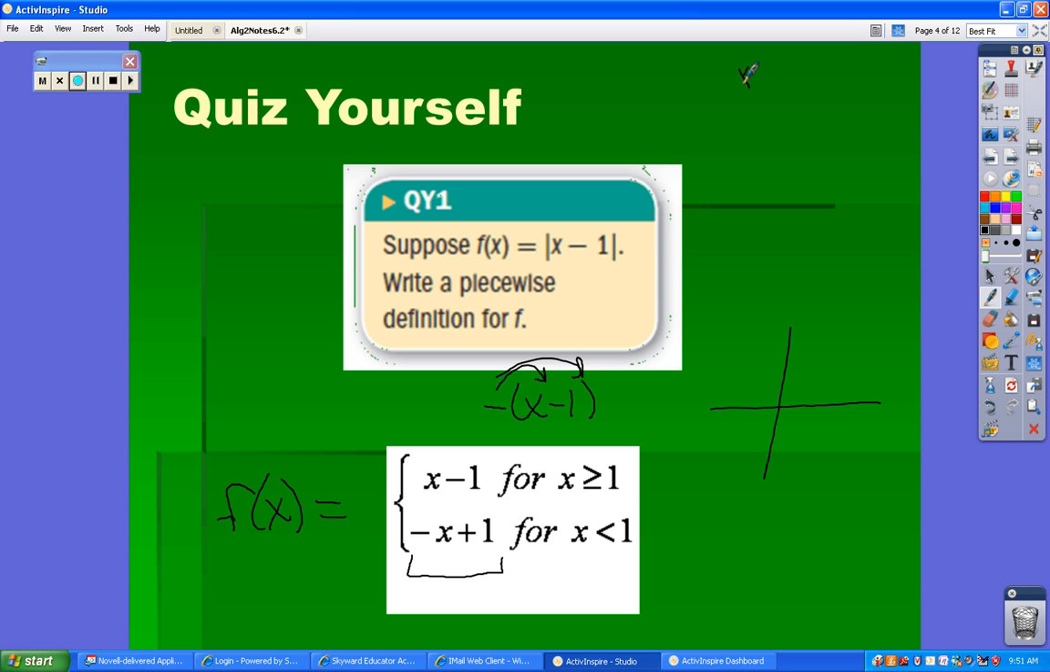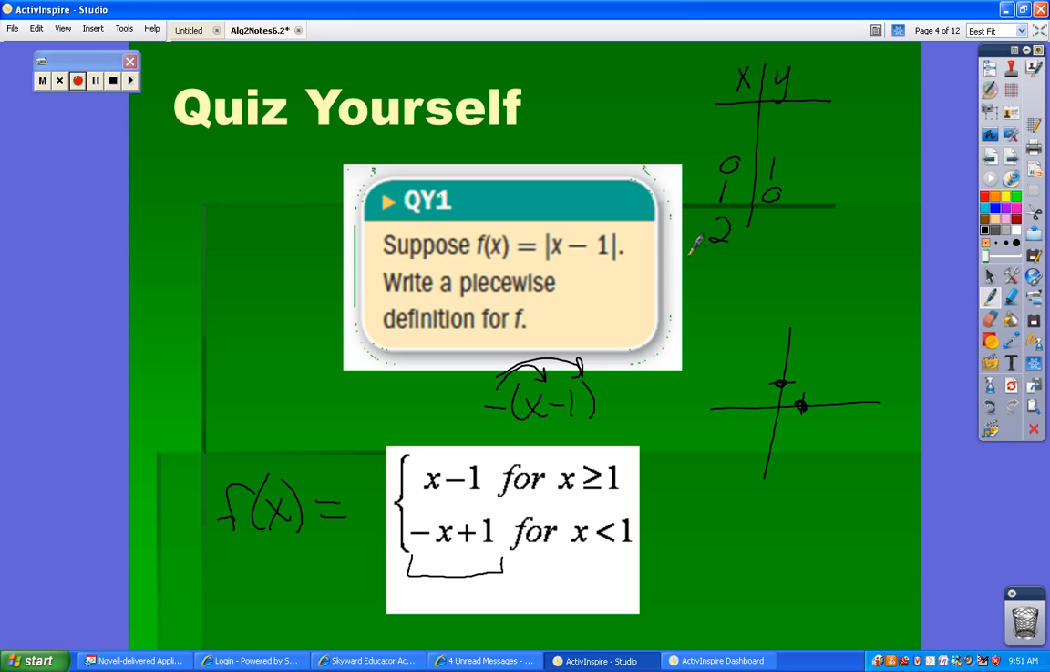The easiest way for me to graph absolute values is with a t-table. If I plug in 0, 0 minus 1 is negative 1. The absolute value of negative 1 is 1. So over 0, up 1 is on my graph. Plug in 1. 1 minus 1 is 0. The absolute value of 0 is 0.